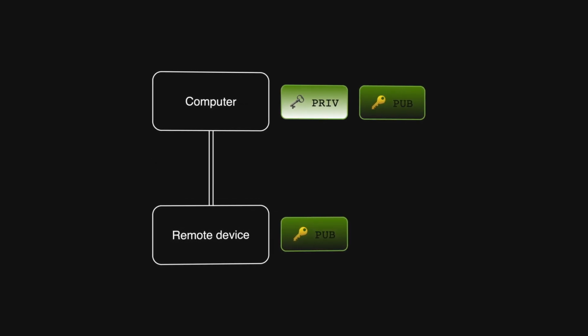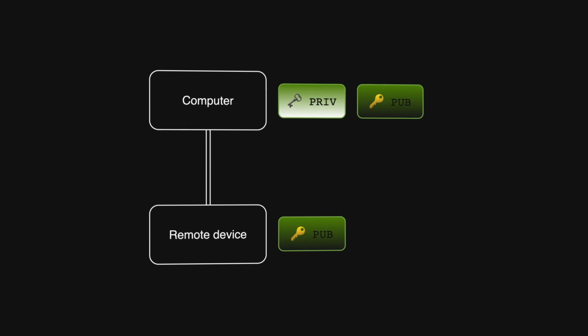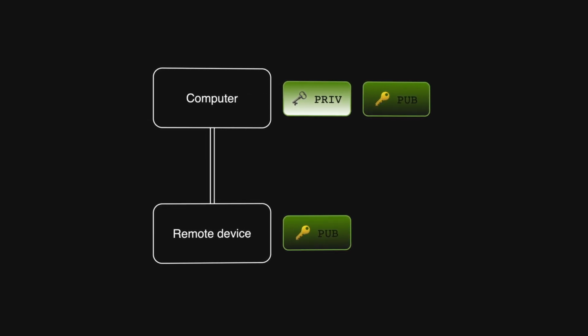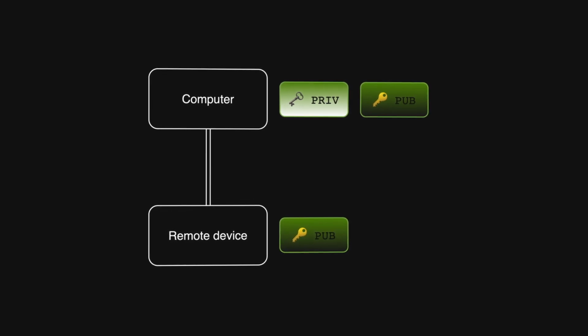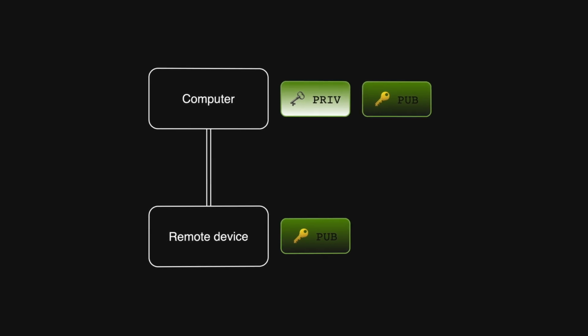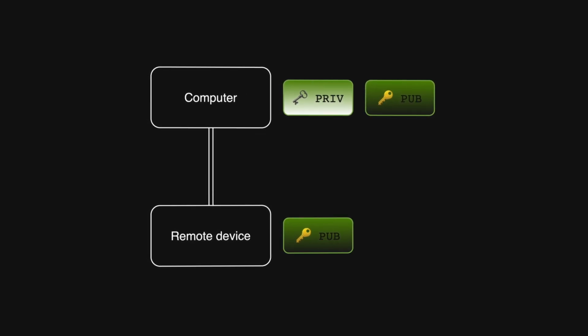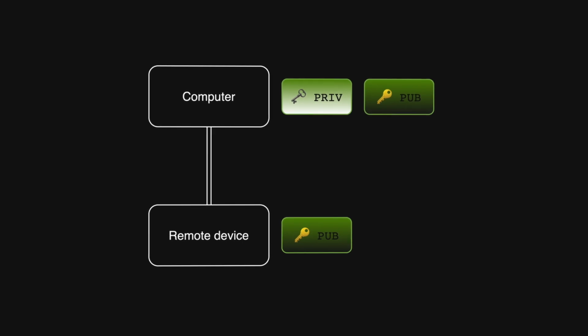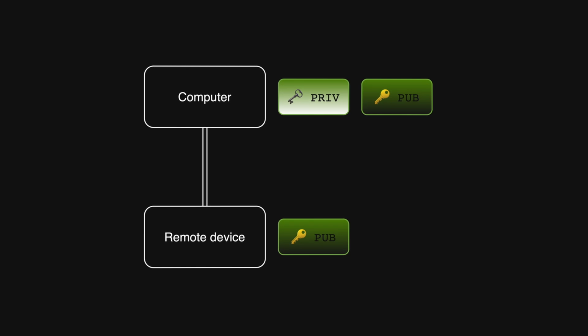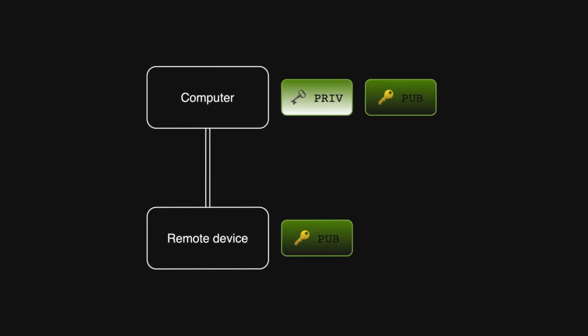Importantly, the private key is never transmitted over the network. Only the mathematical relationship between the keys is used. This means that even if someone intercepts the network traffic, they will not gain access to your device. An additional layer of protection is a passphrase, which secures the private key itself. Even if someone obtains the key file, it remains useless without the passphrase.